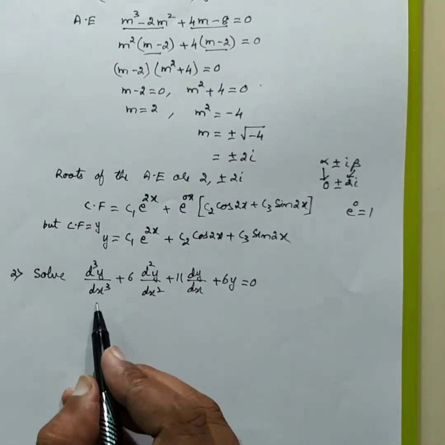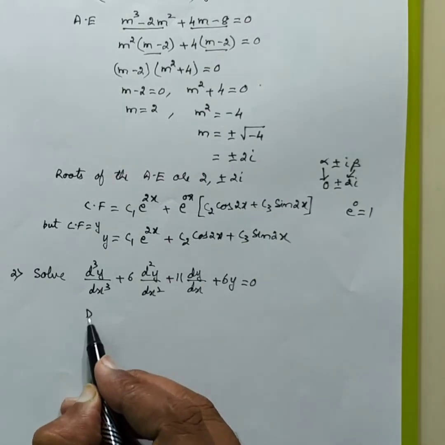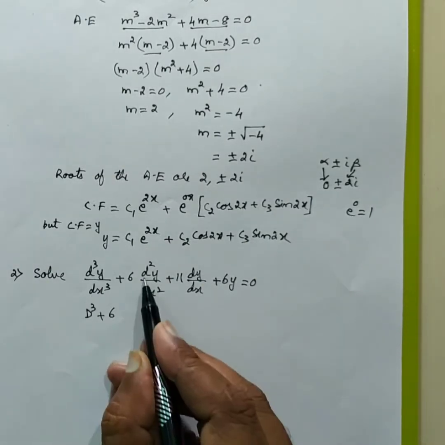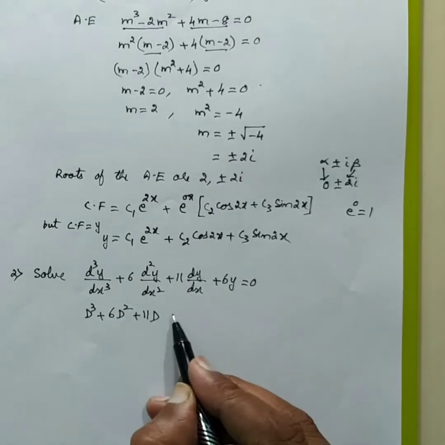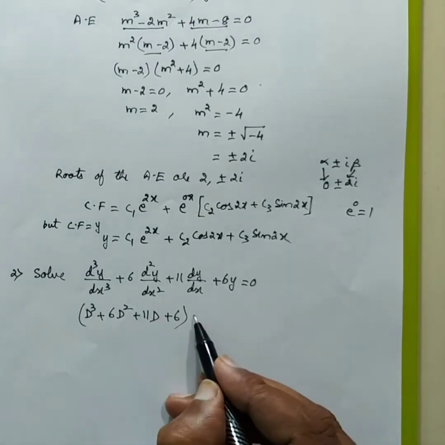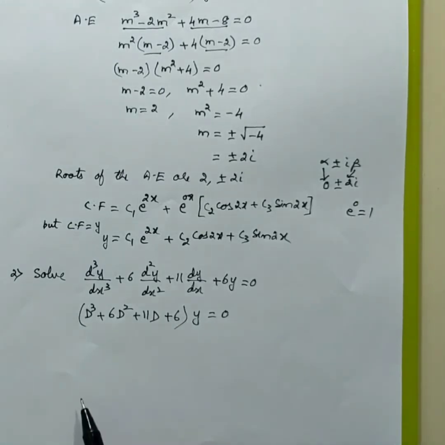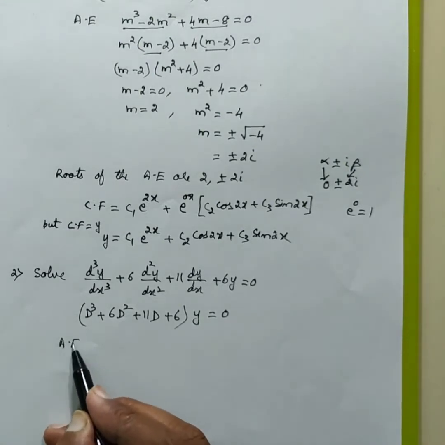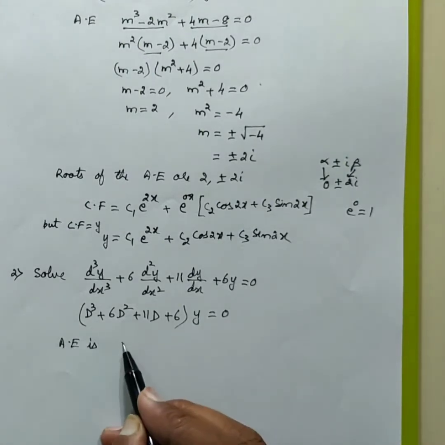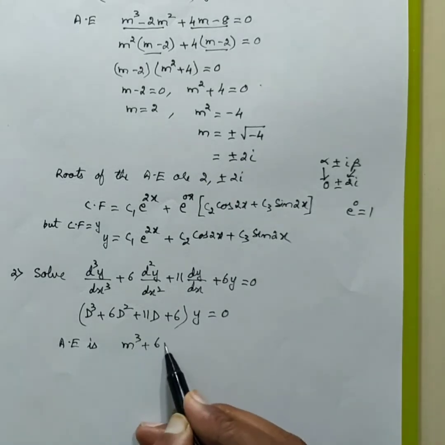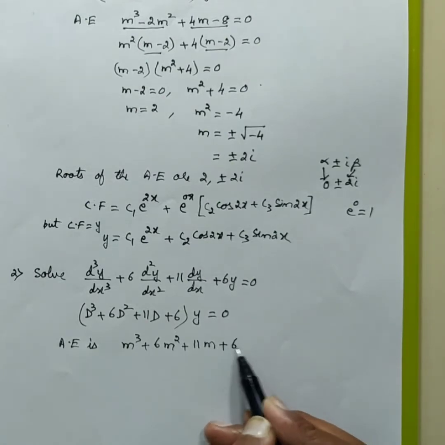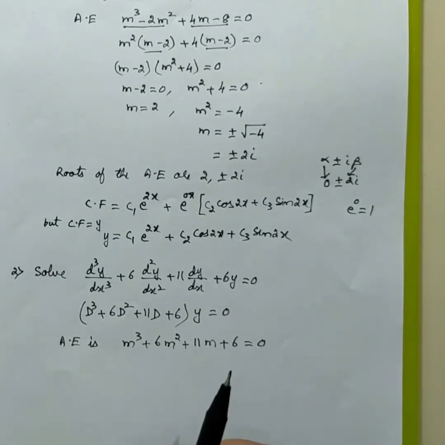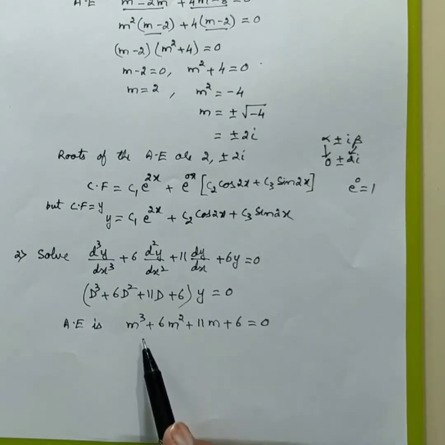So let us write down in the form of the differential operator capital D. So this becomes d cube plus 6 times of d square plus 11 times of d plus 6 times of y is equals to 0. If you write down the auxiliary equation, it is m cube plus 6 times of m square plus 11 times of m plus 6 is equals to 0. So it is a cubic equation, therefore we will try to find out one of the roots and then try to find out the other two roots.